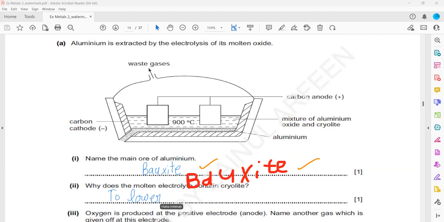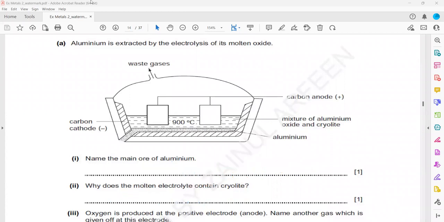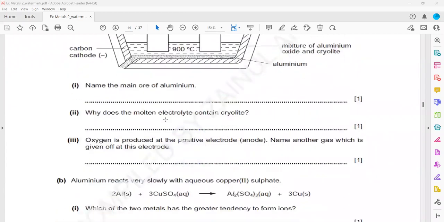Why does the molten electrolyte contain cryolite? What is the advantage of using cryolite? The cryolite will lower the melting point. That's why we use cryolite, because without cryolite, it will melt at around 1900 degrees centigrade.